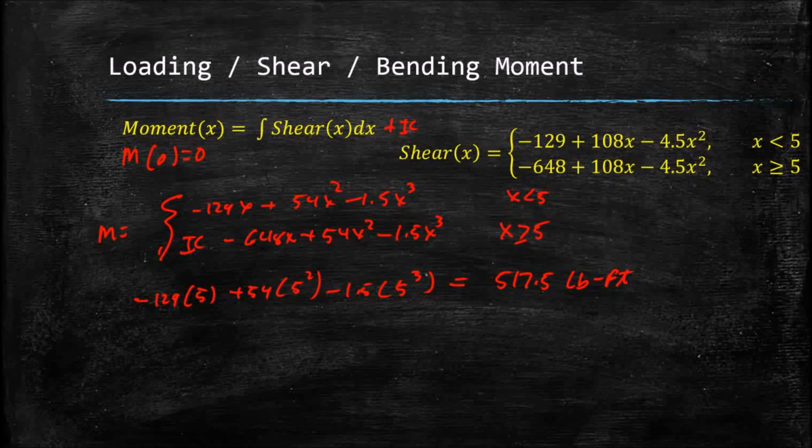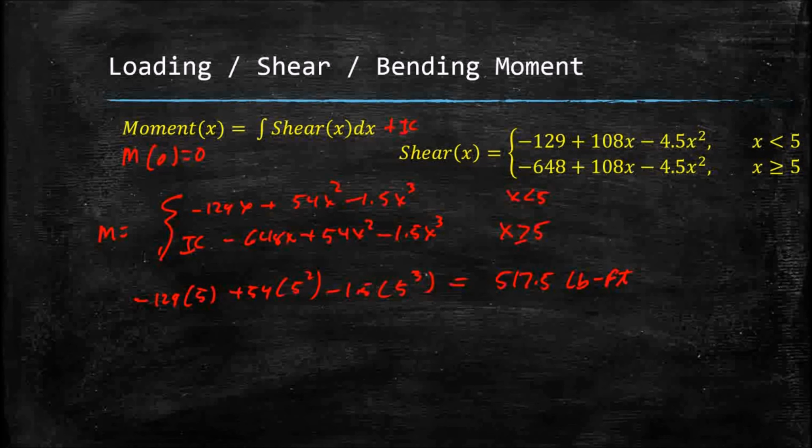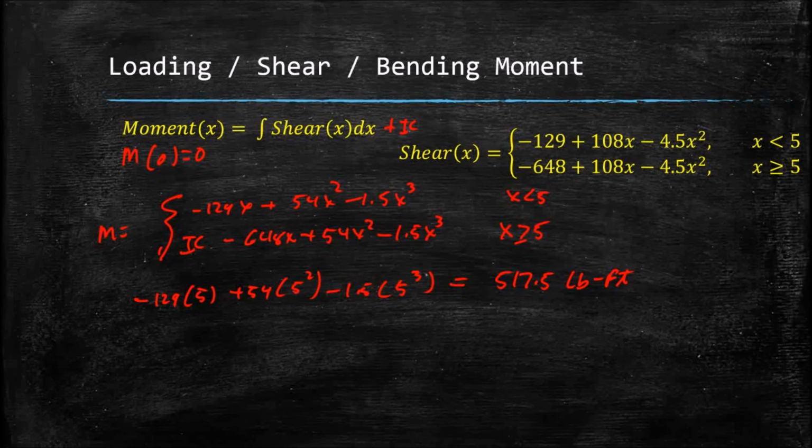The application of a force at a point does not cause a step change in the magnitude of the moment. It causes a discontinuity in the slope, but the magnitude on either side of that loading is going to be the same. And, if I had applied a couple at that point, then I'd get a step change in moment. We don't have any couples in this problem.